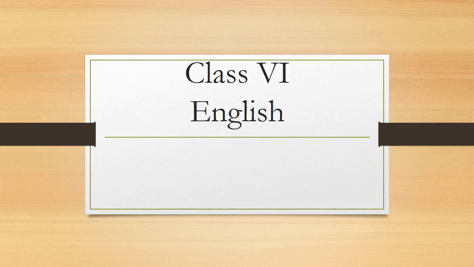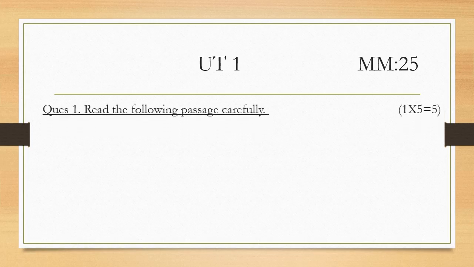Hello students, this is class 6th English and this is the question paper of UT1 of English subject. UT1 which is of 25 marks. First question is, read the following passage carefully where 5 questions are there and each question contains 1 mark.